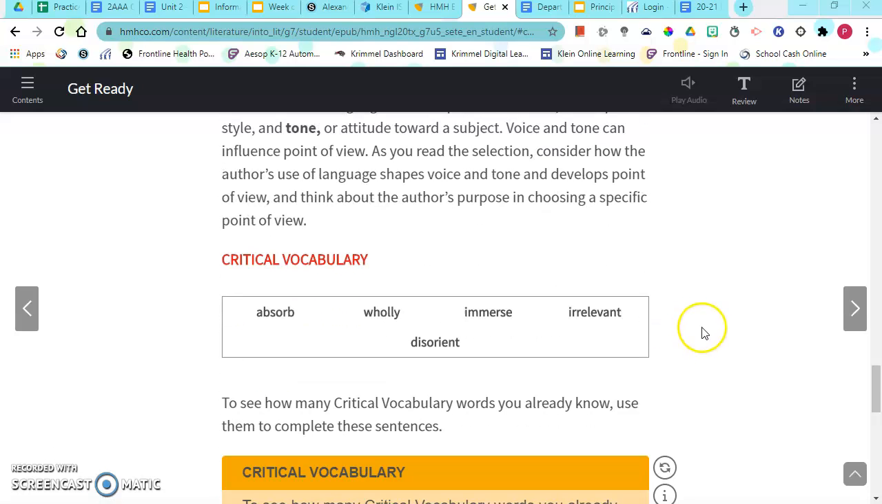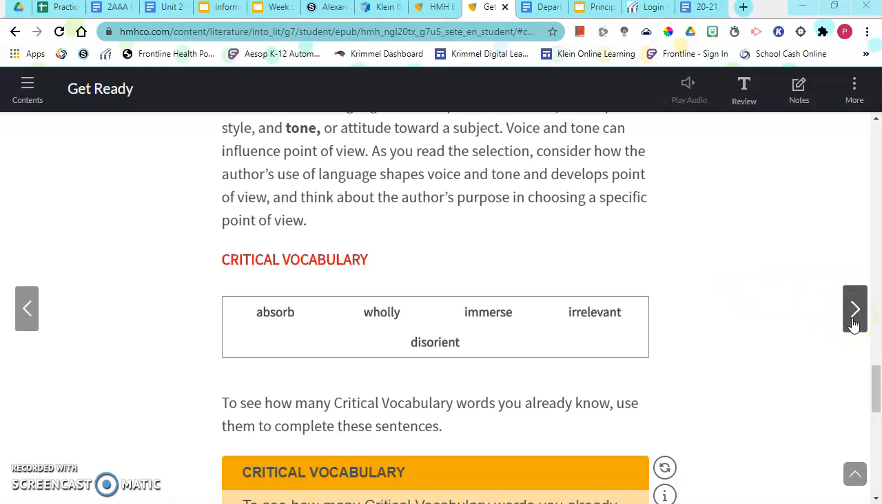There are 5 vocabulary words that you should be on the lookout for while we read the article. We have absorb, wholly, immerse, irrelevant, and disorient. These will be the words that have the little speech bubbles beside them. You'll notice them as we read, and you can select those speech bubbles and be able to see a very clear definition of the word, and we'll practice with those later.